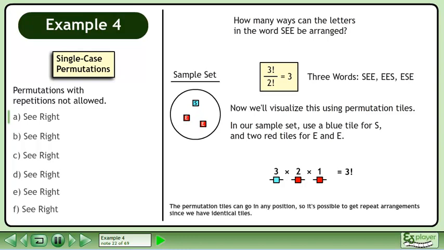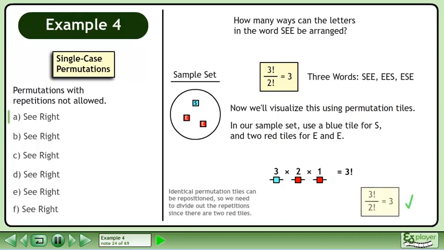The permutation tiles can go in any position, so it's possible to get repeat arrangements since we have identical tiles. For example, if the red permutation tiles are interchanged, we get an identical arrangement. Identical permutation tiles can be repositioned, so we need to divide out the repetitions since there are 2 red tiles. This gives us 3 factorial over 2 factorial, which equals 3.